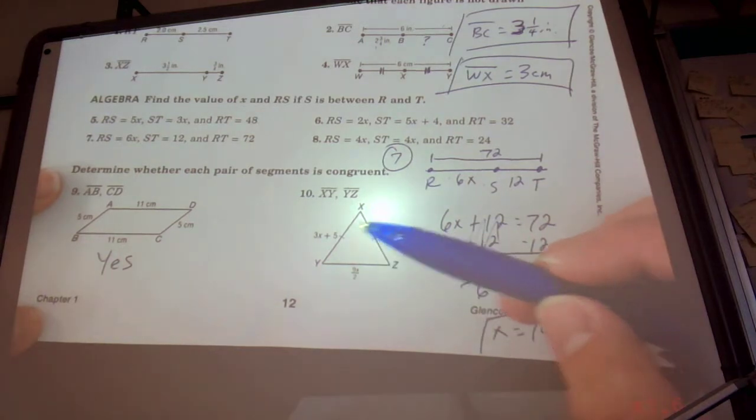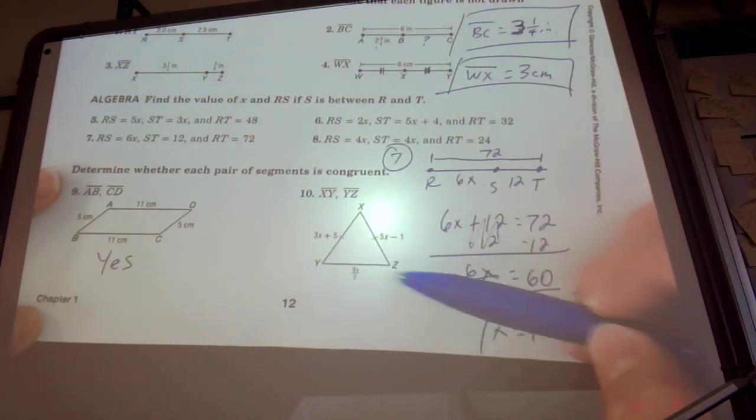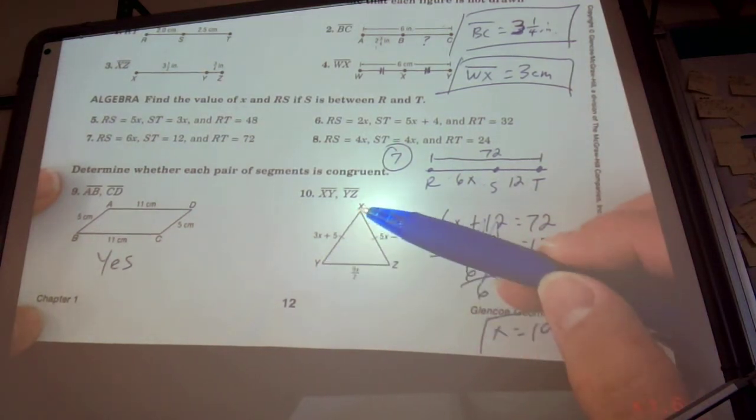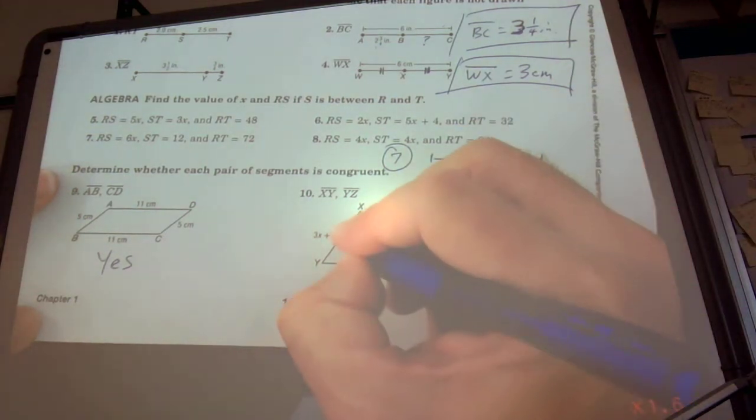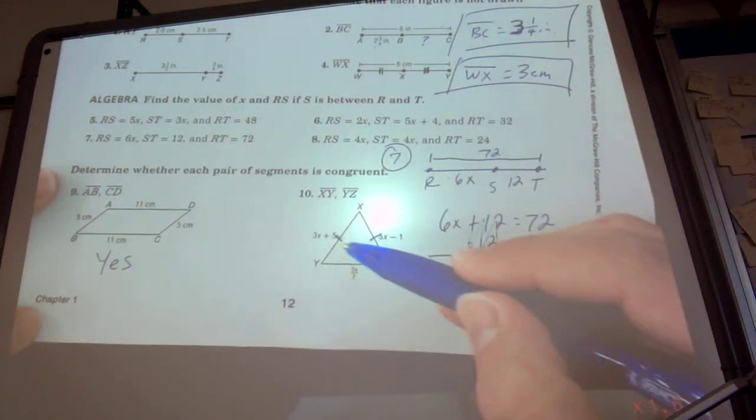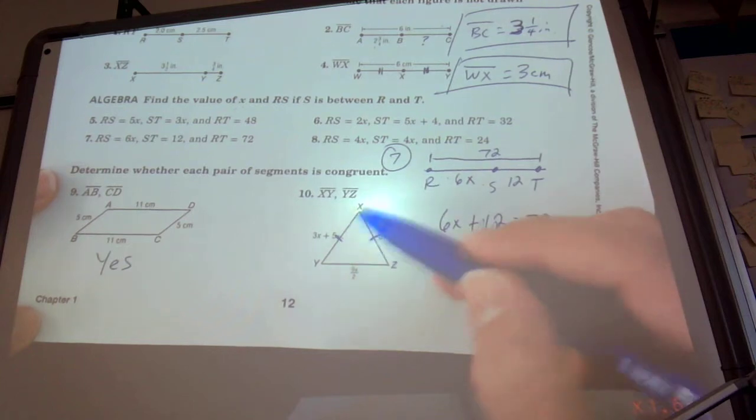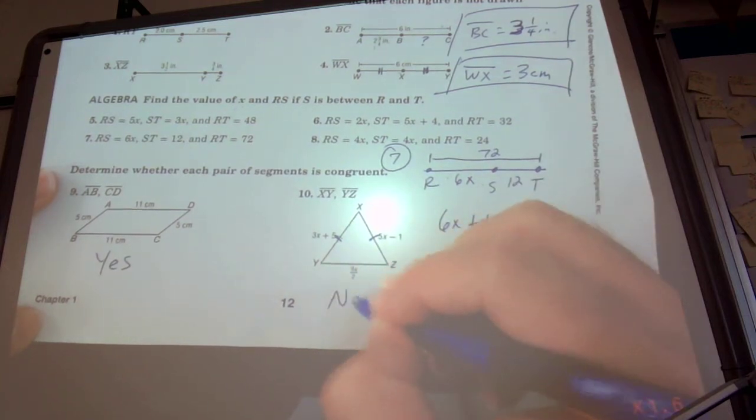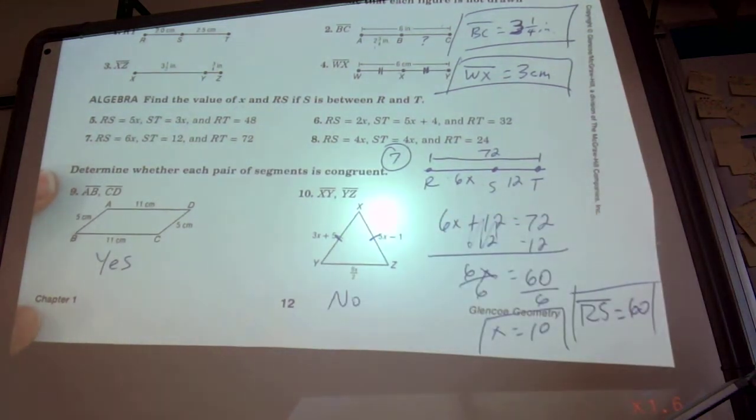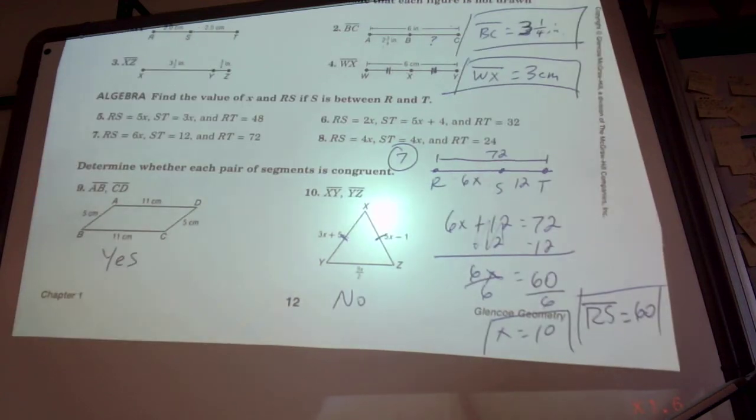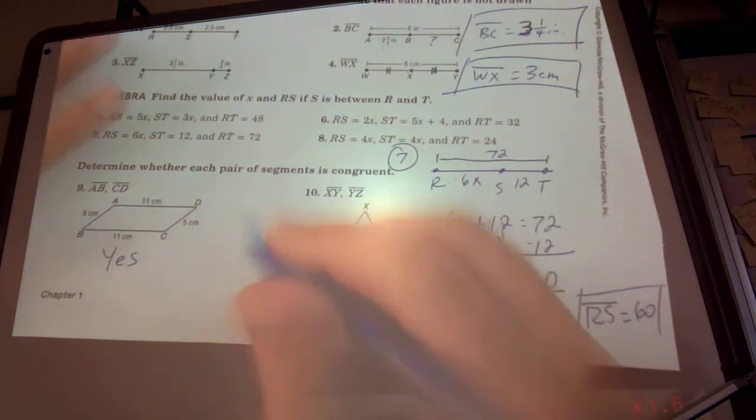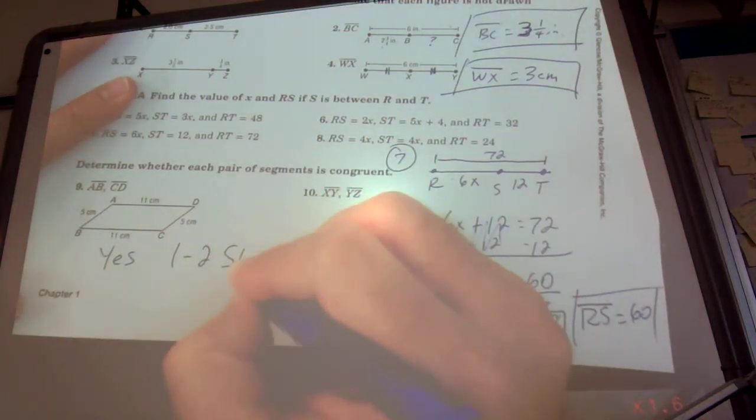Right here it says XY congruent to YZ. Now, XY and XZ are congruent, right? This is an isosceles triangle. But do they tell us that YZ is congruent? No, so we just got to put no. We don't know if those are congruent. They didn't tell us. Based on what they told us, the answer is no. Okay? All right, you should be good to go to your 1-2 skills.